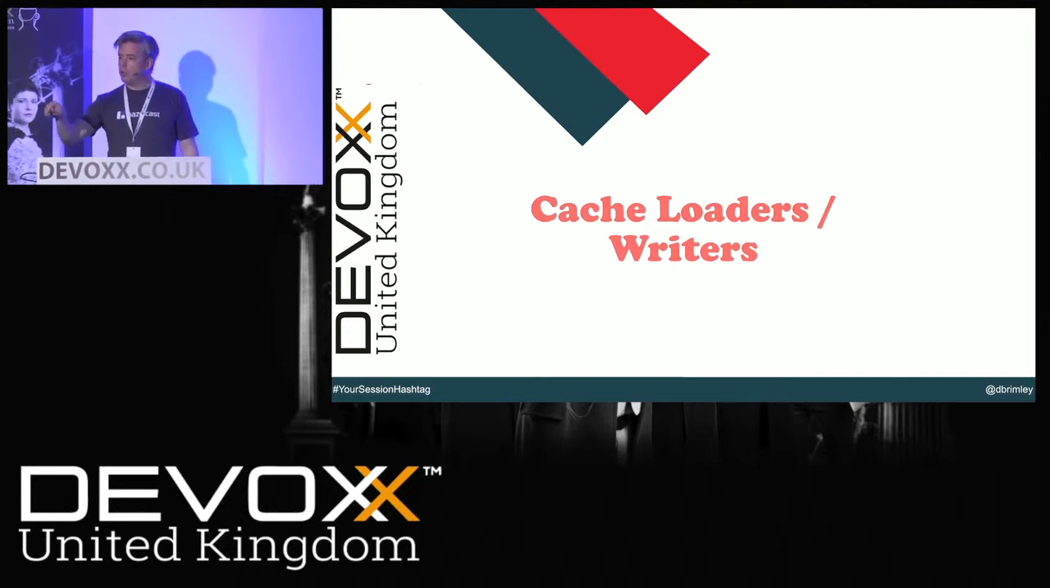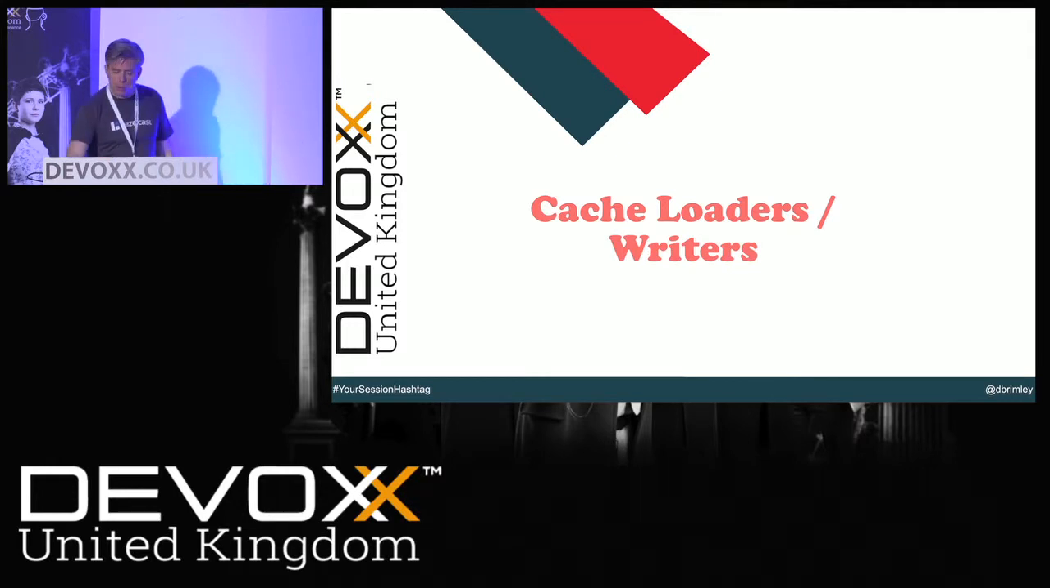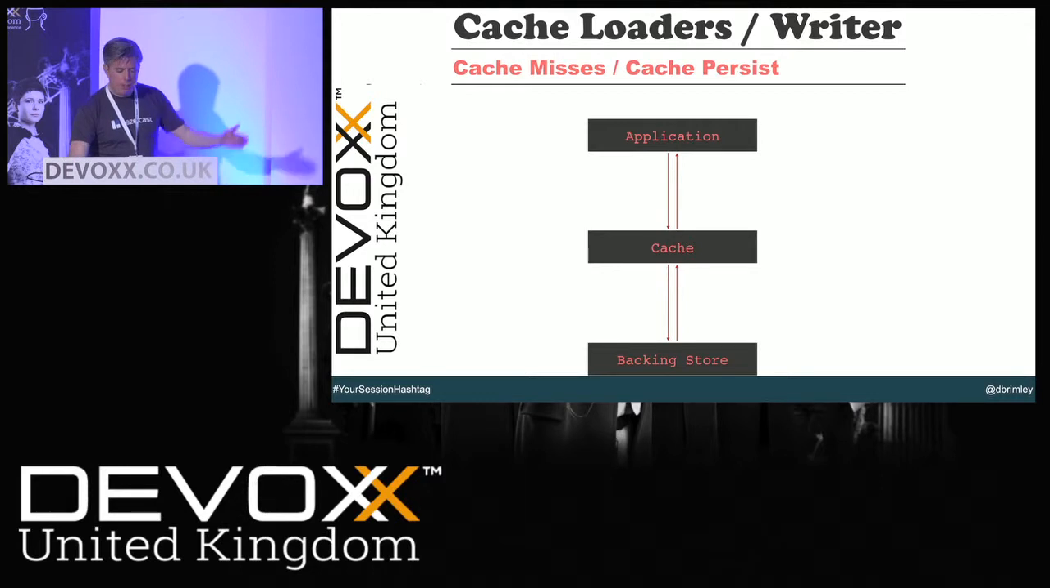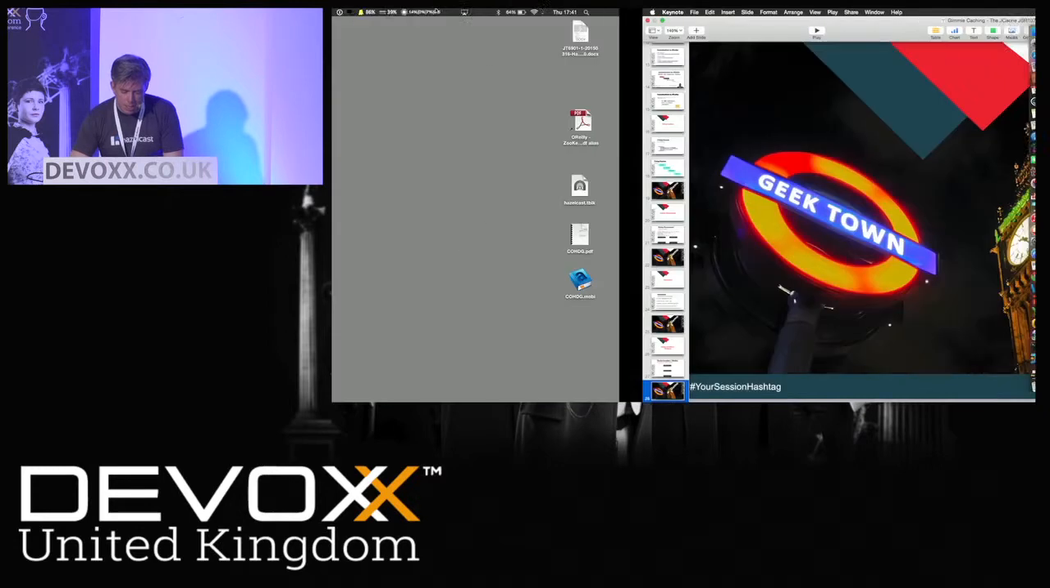Same with writers. If you do a cache put, you implement a writer against that. That writer can be an insert to a database, or again, it can be a REST API call, saving data somewhere. That will be called transparently to the put. Okay. This is kind of what we've described there. So you've got the application, which goes to the cache, and then it can go to the backing store, and that backing store can be anything. Okay. So demos are the best way of describing this.